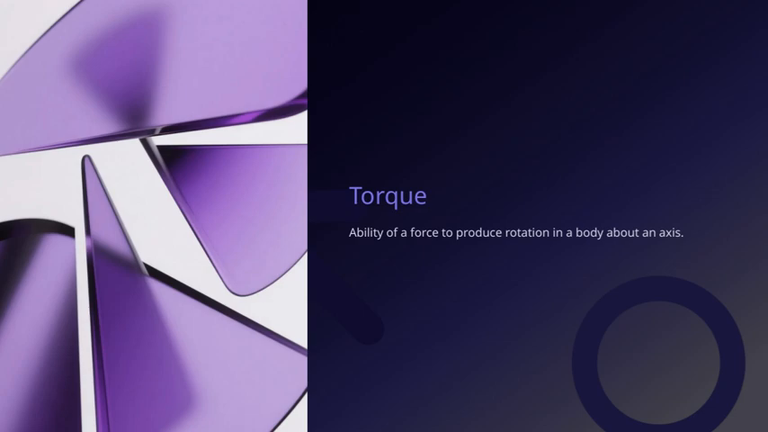It's not just about how strong the force is, but also where and how that force is applied. The key points are that torque depends on two main factors: the magnitude of the force and the distance from the axis of rotation to the point where the force is applied. The greater the force, or the farther the point of application from the axis, the more torque you generate. This concept is essential because it helps us understand how different forces contribute to rotational motion, whether in machinery, sports, or even in our daily activities.